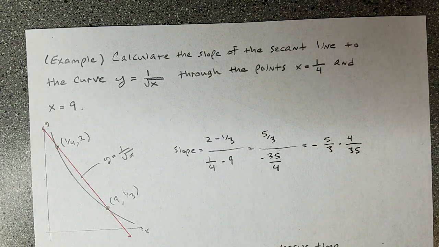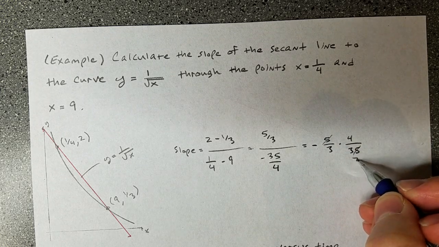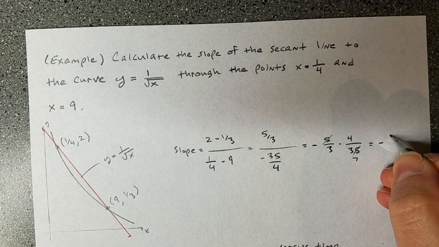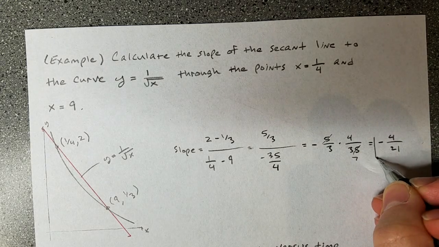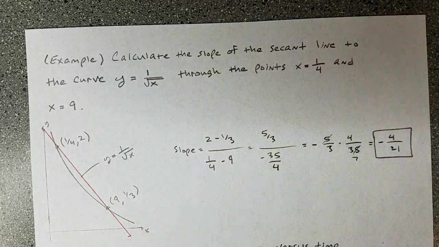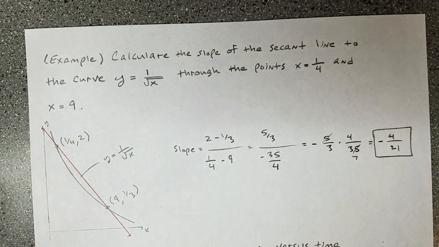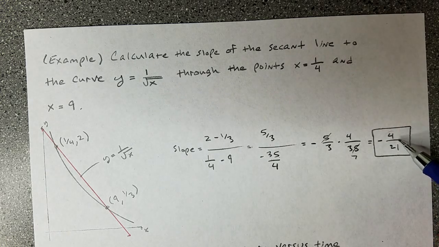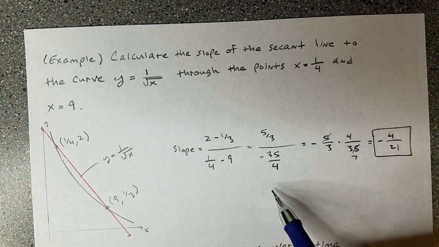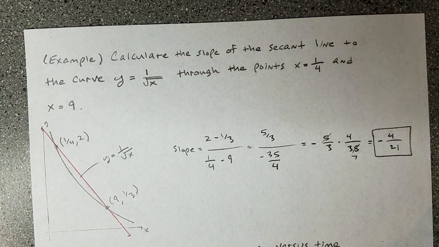Okay, so that's going to be, with some canceling, negative 4 over 21. So that line is not real steep. My picture's not to scale, but the overall look is accurate. If the whole picture was perfectly to scale, that line would go down 4 spaces for every 21 you go to the right. Imagine going down 4 but right 21. That's not very steep. But nonetheless, that's the slope of the secant line.